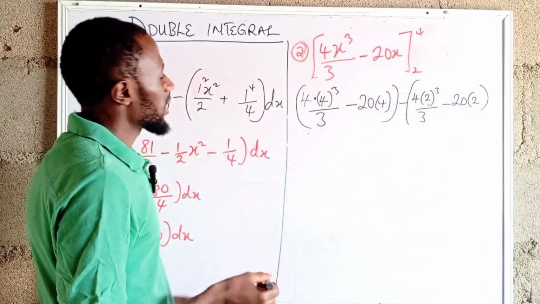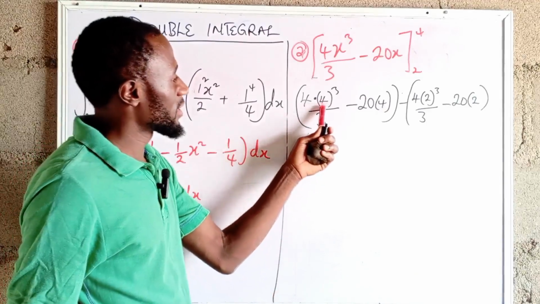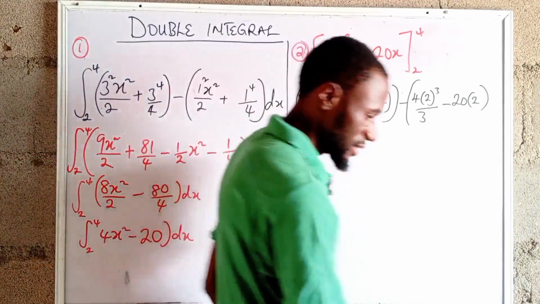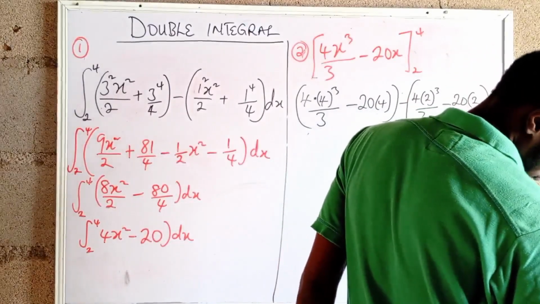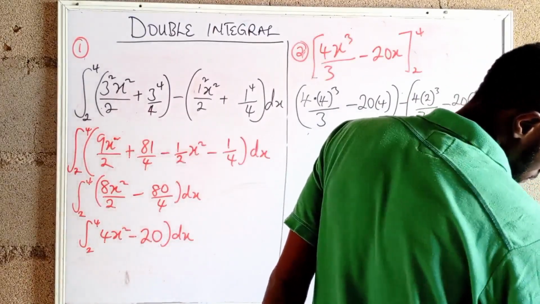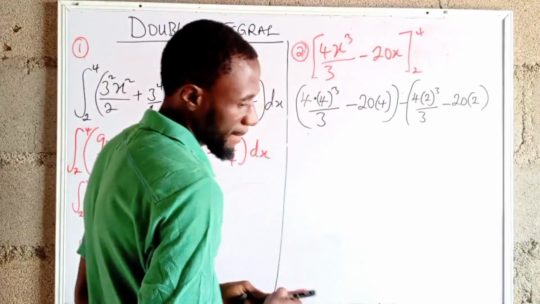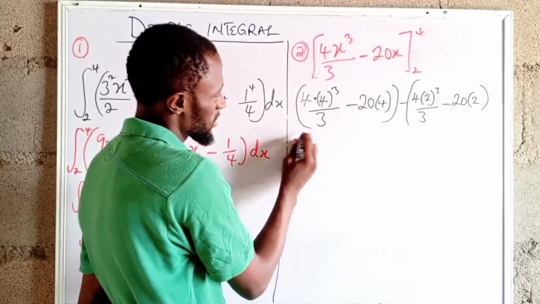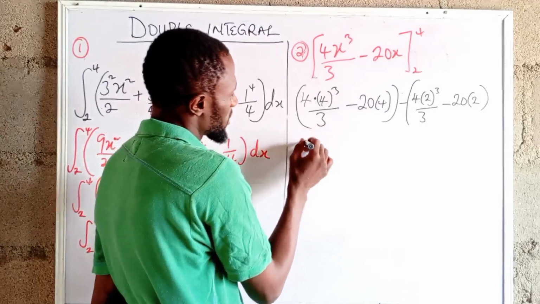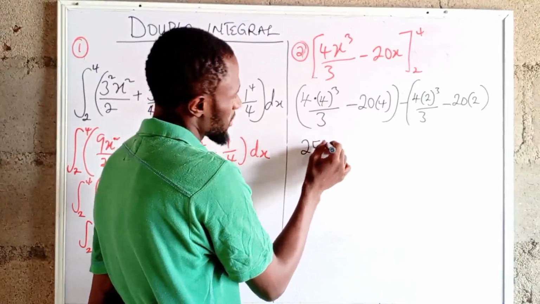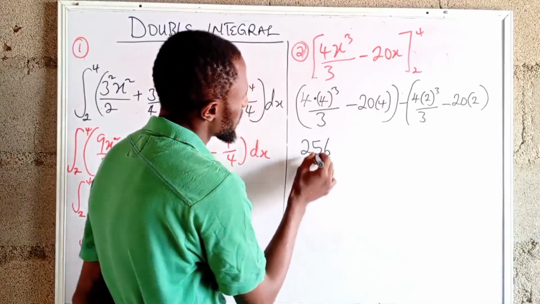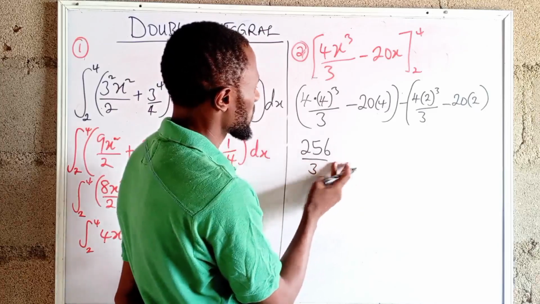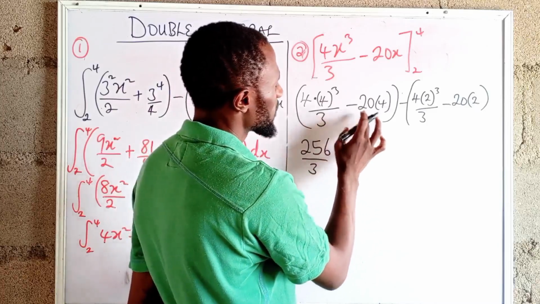Okay, now in the next stage we are going to find 4 raised to 3. 4 raised to 3, then we can multiply by 4. We are going to get 256 all over 3. Then we remove the bracket here.